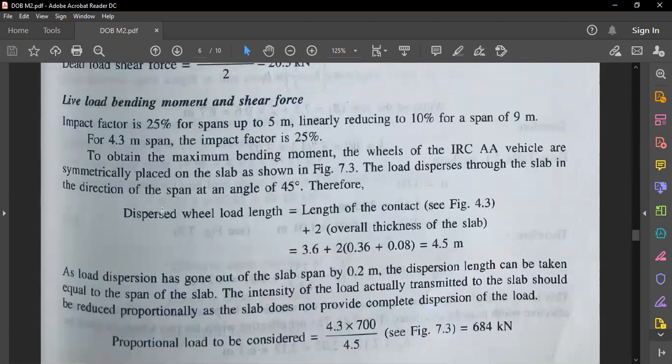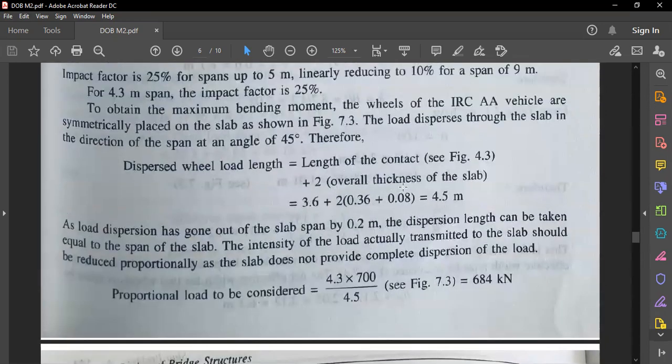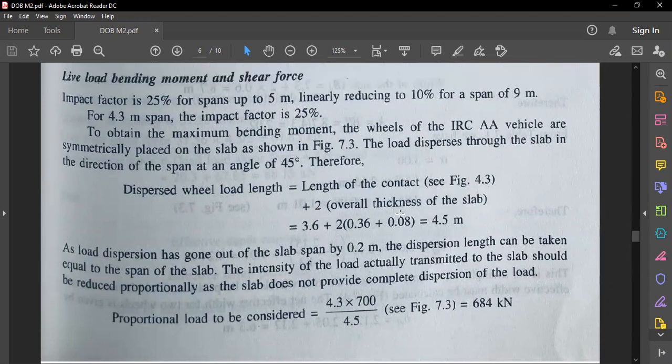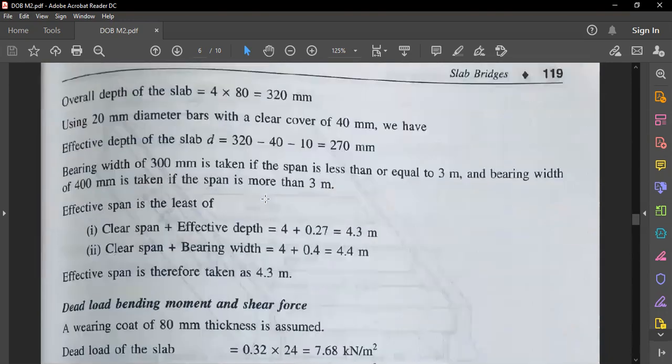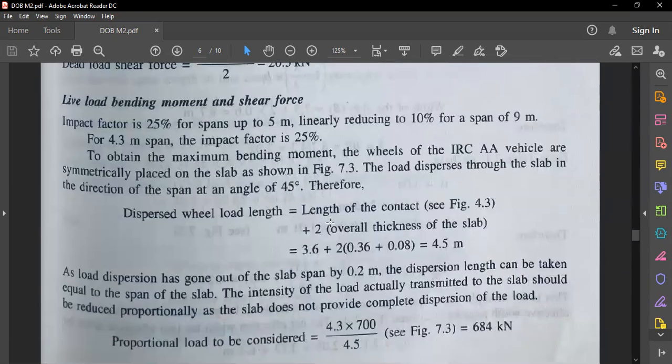See here, dispersed wheel load length is length of the contact plus 2 times the overall thickness of the slab, as given in IRC 21, explained in the previous module. Length of the contact is 3.6 meters plus 2 times the overall thickness of the slab, including this wearing coat. Okay, 2 into 0.36 plus 0.08. So here the overall thickness is actually 320 mm, but they are writing it as 360 mm here.